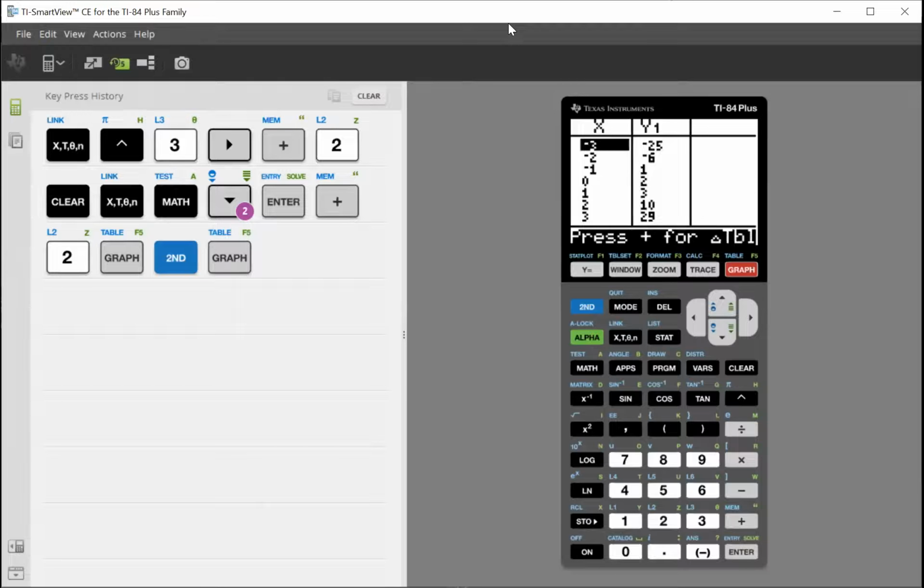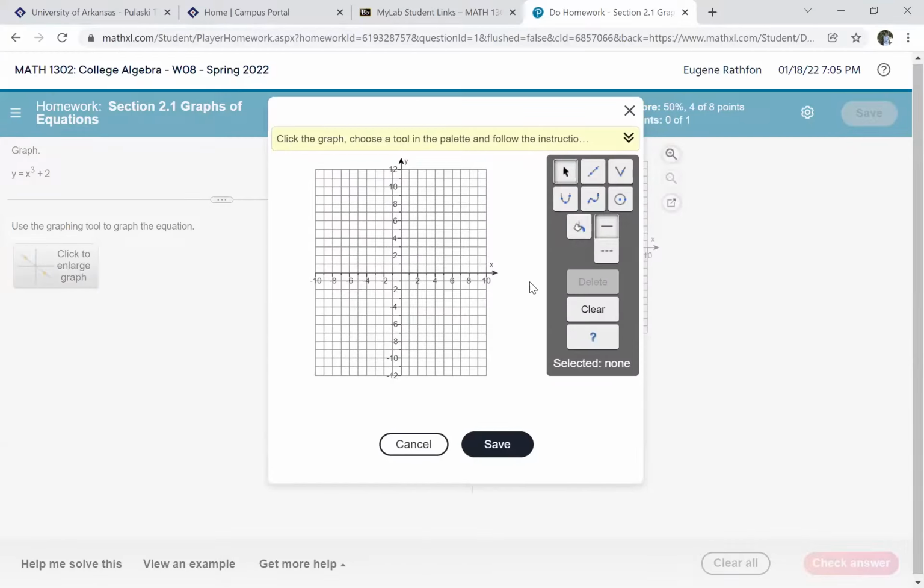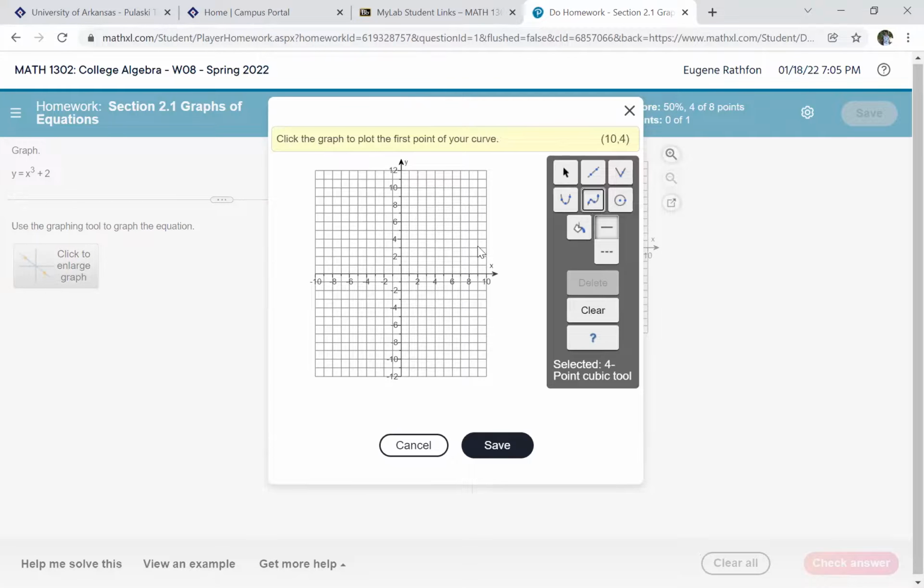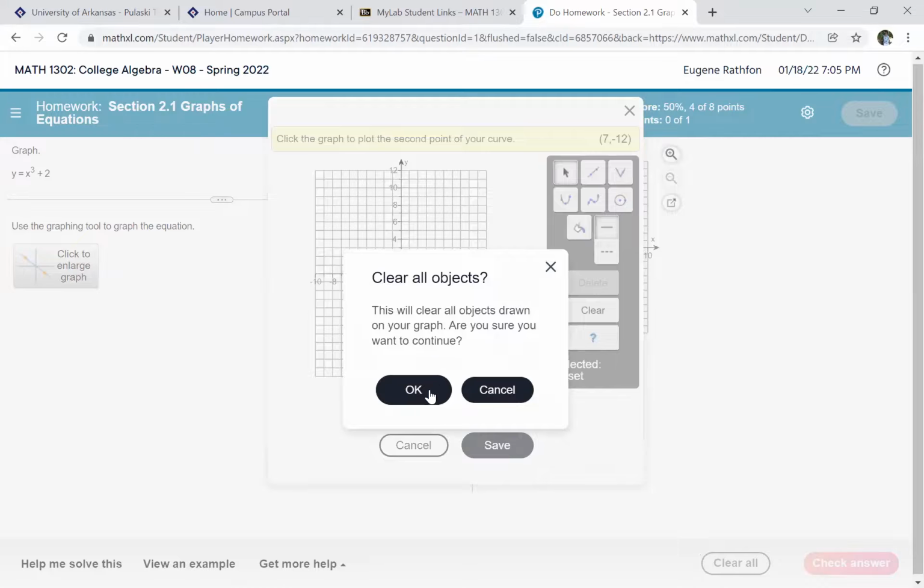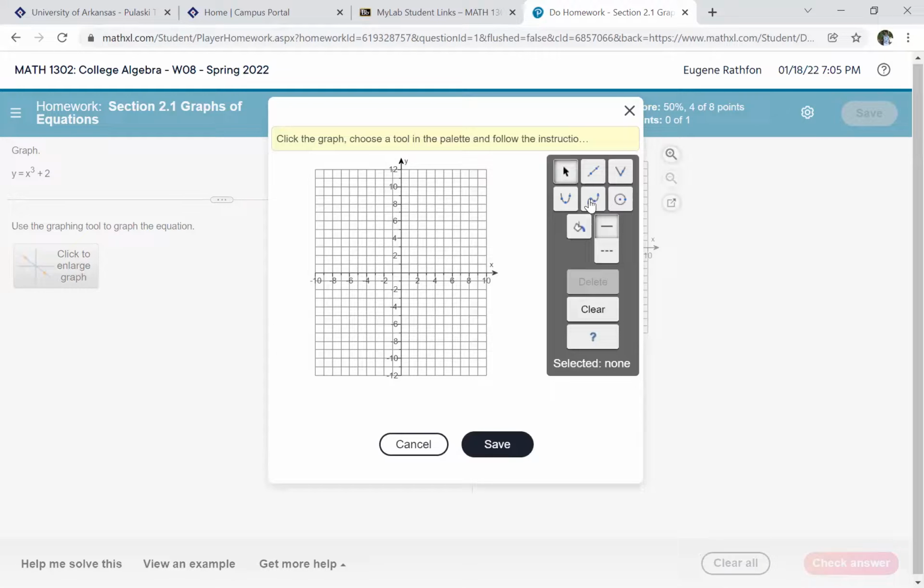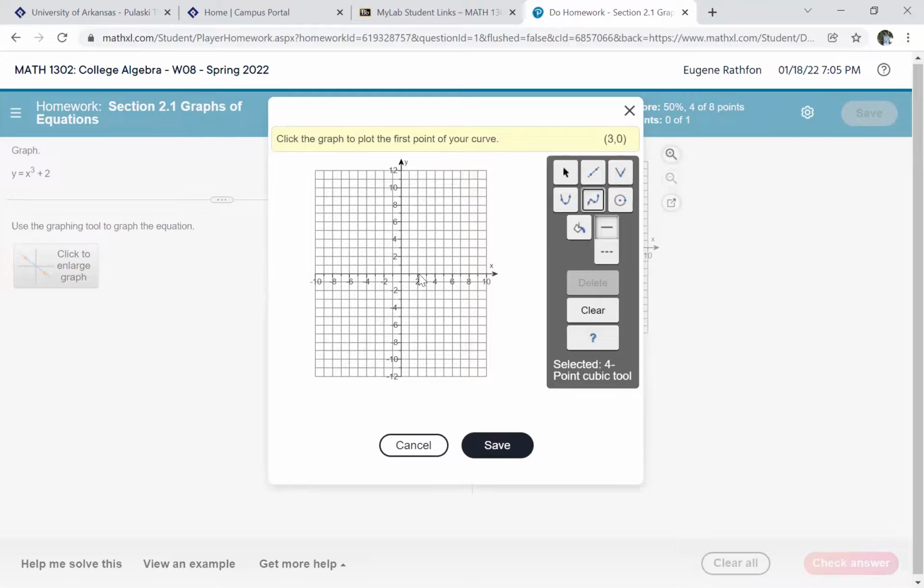So now let's go to Math Lab, and I'll show you on Math Lab. It doesn't matter what order you put these 4 points in. So let's go grab the 4-point quadratic tool. I started out with 0, 2, so 0, and then go up to plus 2. Let me clear that. I hit 1.5. All right, so 0, 2.